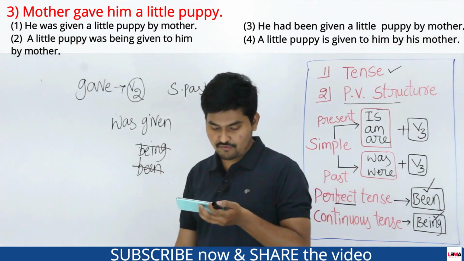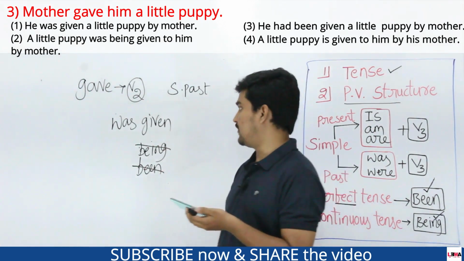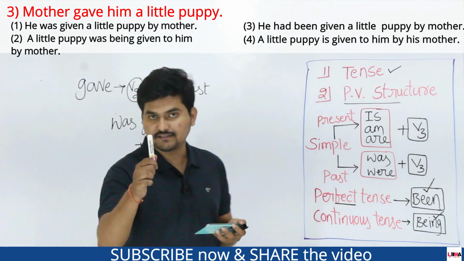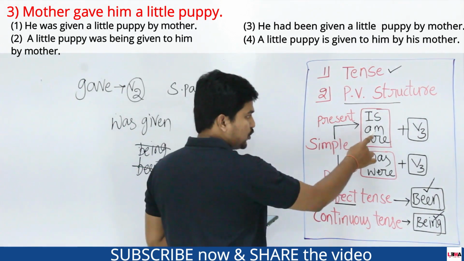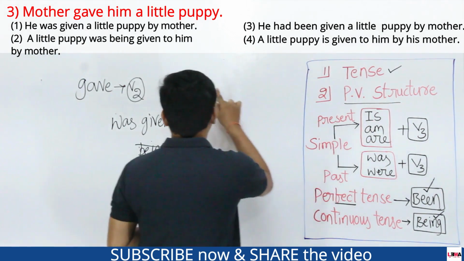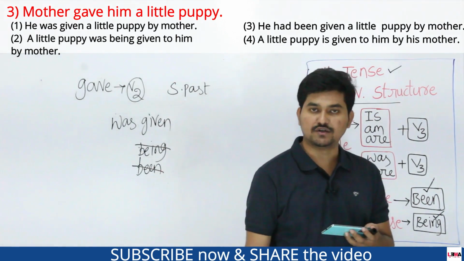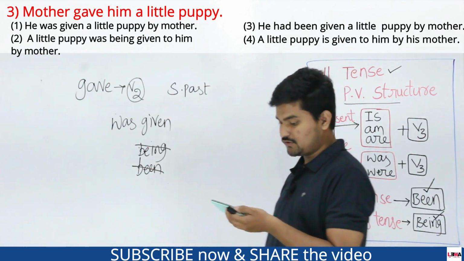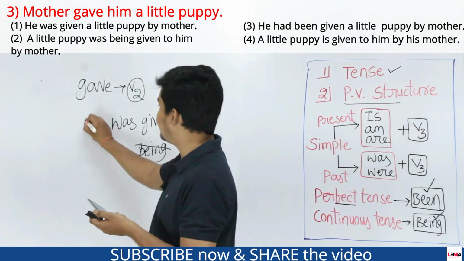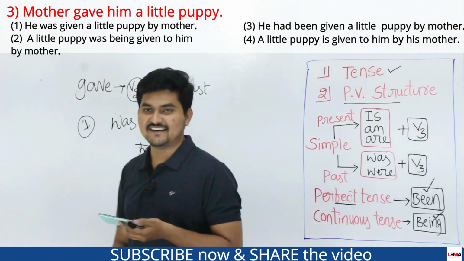Option number 4 says a little puppy is given. Now, when do we use "is"? We use "is" when the sentence is in simple present, but the sentence is in simple past. That's why we are going to use was or were. That's why option 4 is also not an answer. The answer is option number 1. Very neatly understood. Yes or no?